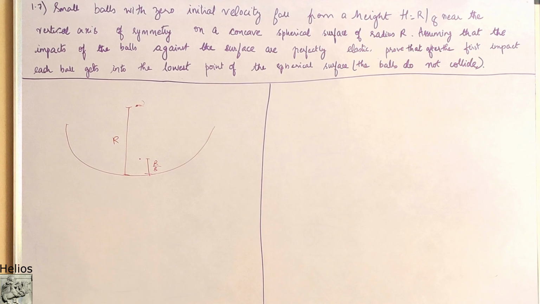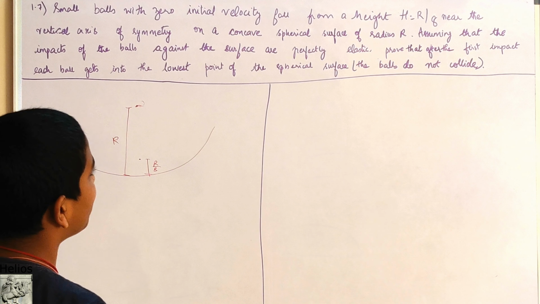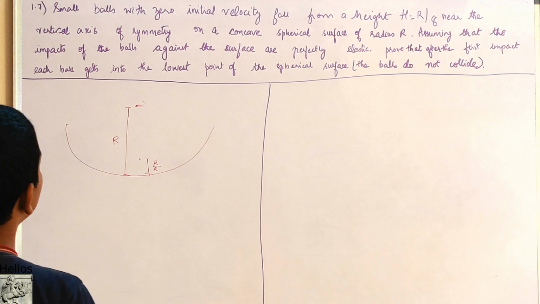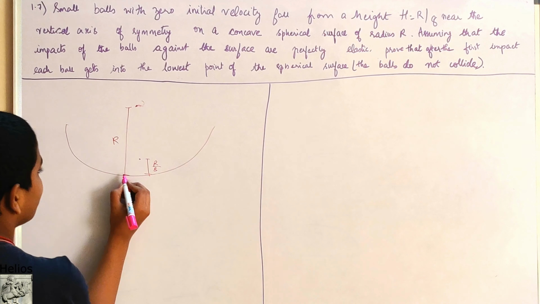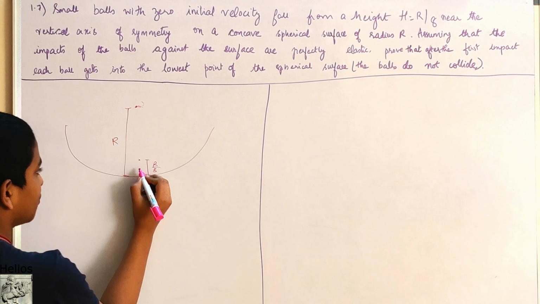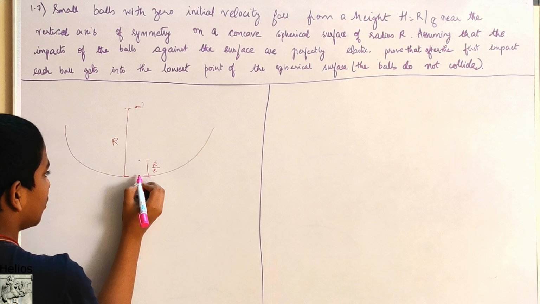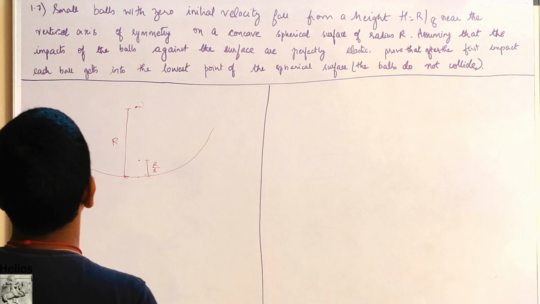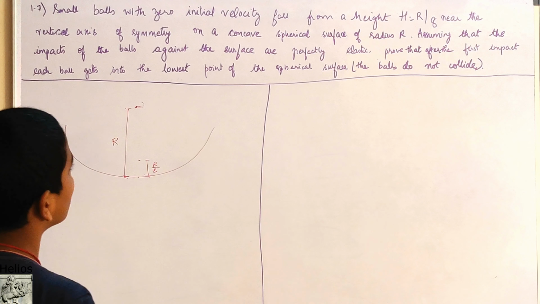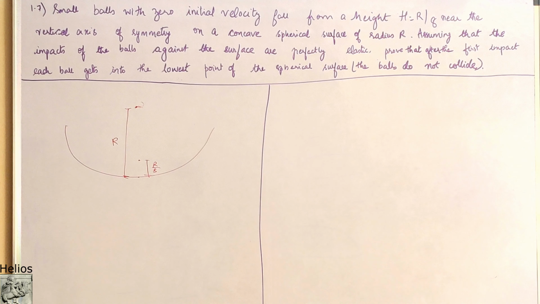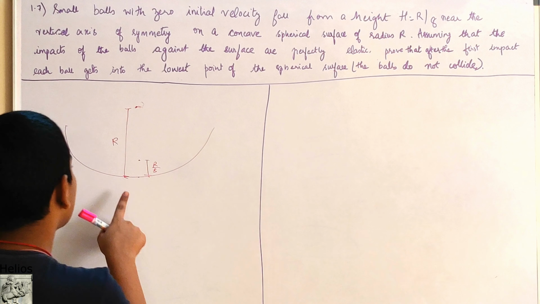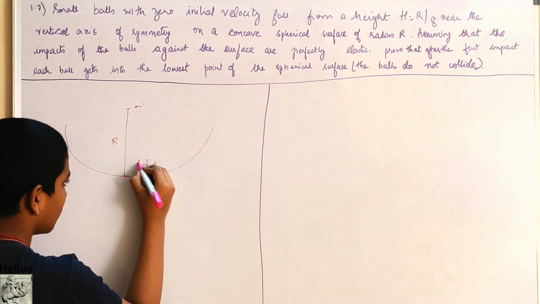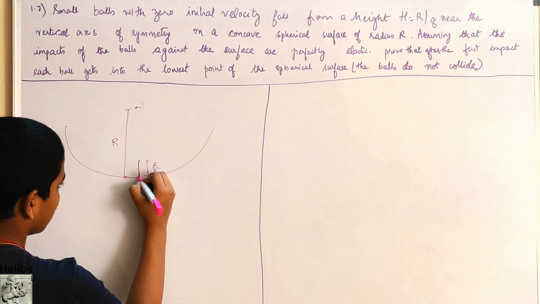Assuming that the impacts against the surface are perfectly elastic, prove that after the first impact, each ball gets into the lowest position. Now what we should prove is, after collision, the balls will come here, to the lowest point of the spherical surface. The balls do not fall in. Now the balls will come here like this.